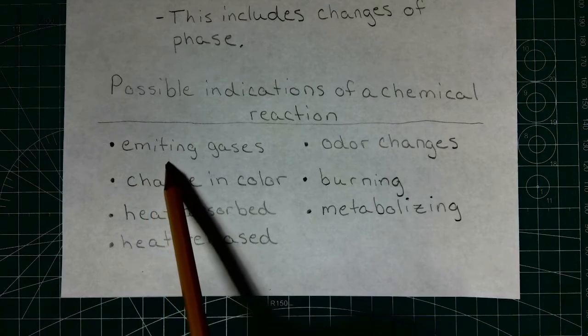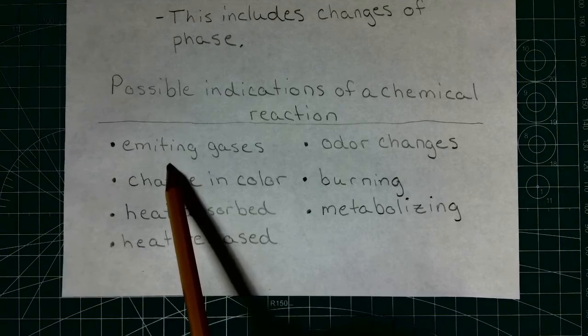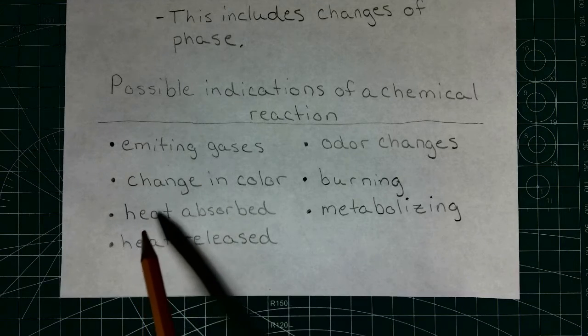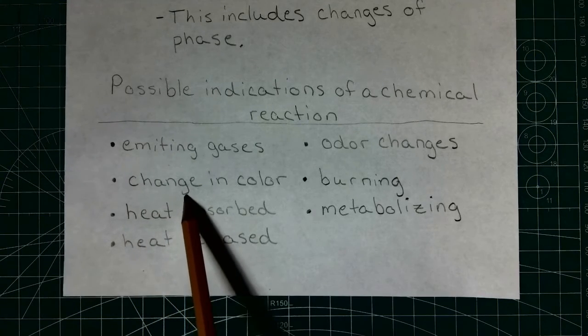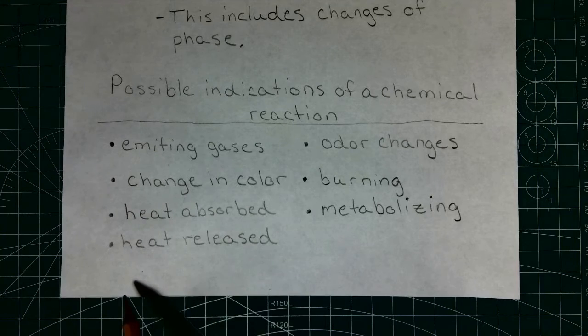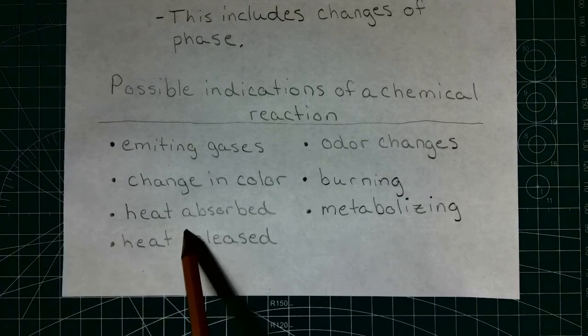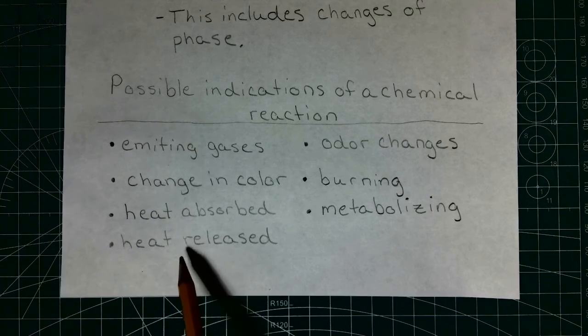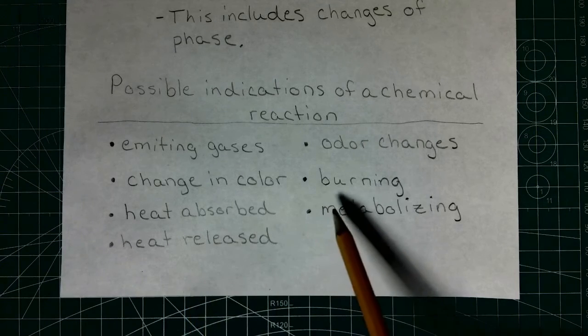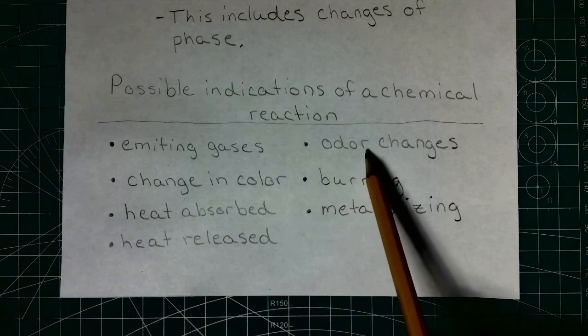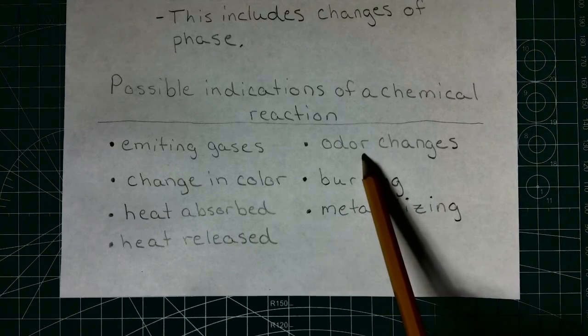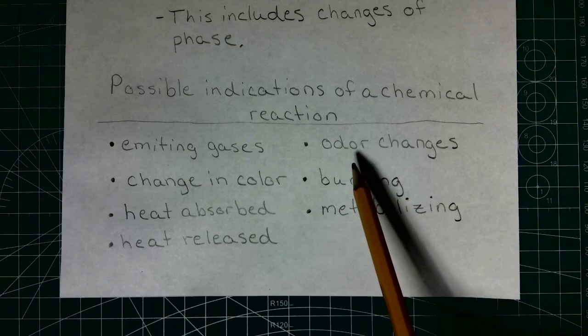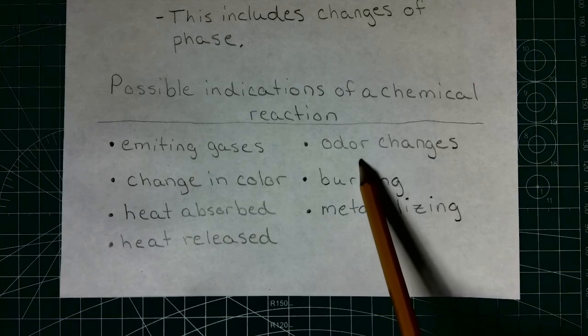One of them would be emitting gases. So gases evolving from a chemical reaction can happen. A change in color would indicate that a chemical reaction could happen. If heat gets absorbed or released, that could be evidence of a chemical reaction. Maybe the odor changes, because that's what you're doing when you're smelling: you're detecting chemicals in the air.